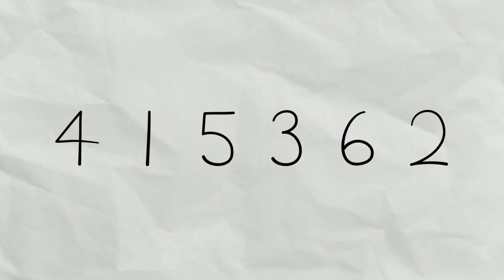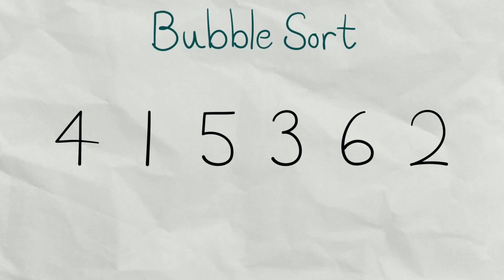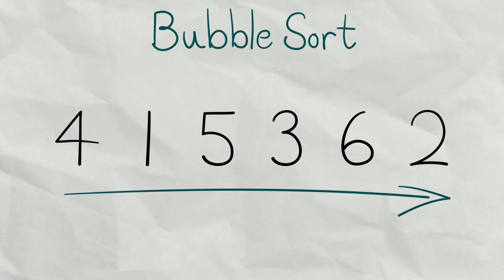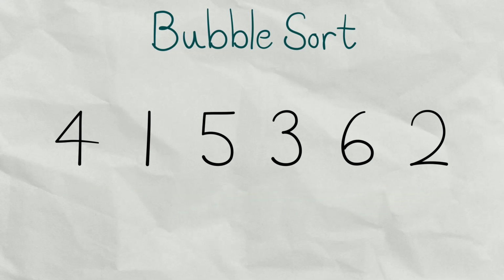I have an unordered list here, and I'd like to put it into ascending order. We can use a bubble sort. The bubble travels from left to right, dragging the higher numbers with it. It will pass over the list multiple times, so I'll write down pass 1. This will all become clear in just a moment.